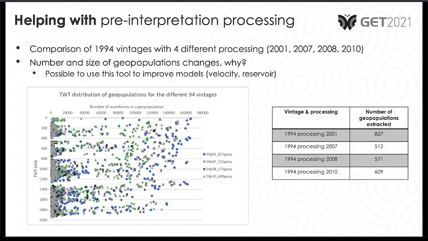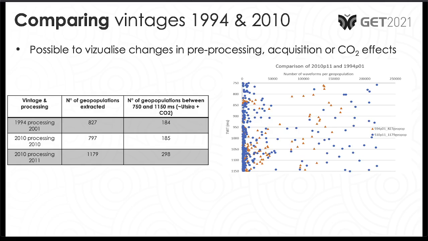Why this is observed precisely here is a question that should be asked of the experts. But what we can say is that you can make quantitative comparisons and ultimately really enhance the velocity and reservoir model. Conversely, it's been possible to compare different vintages, like '94 and 2010, to see the differences in geopopulations.